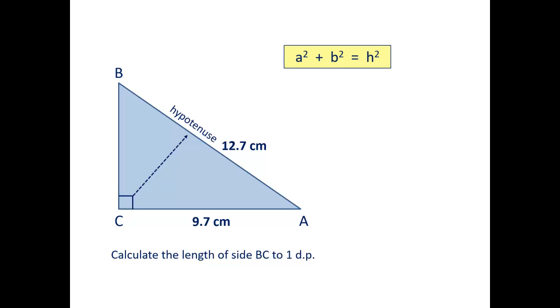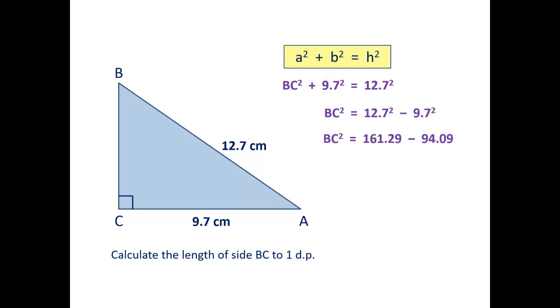So a, well, that's side BC, and we'll write BC squared. 9.7 squared is added to that, equals the hypotenuse squared. So the hypotenuse is 12.7. Now, we're trying to find out BC, so we're going to have to shift this little thing here, this 9.7 squared. So that goes from left to right. It changes sides, so it does the opposite, which is now minus 9.7 squared.